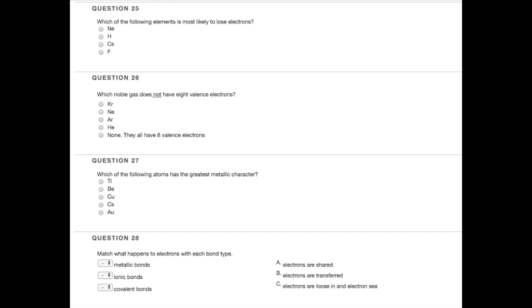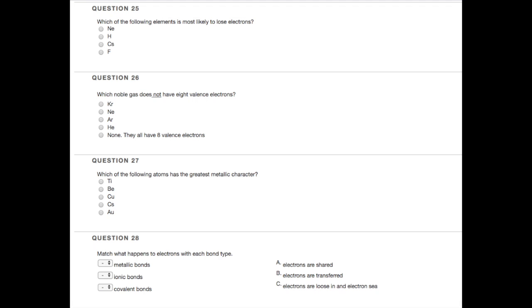Which of the following elements is most likely to lose electrons? So again, as I just mentioned, hopefully you remember, metals are obviously going to lose electrons more. And they get less metallic character going across and more going down. So cesium is essentially the most metallic.